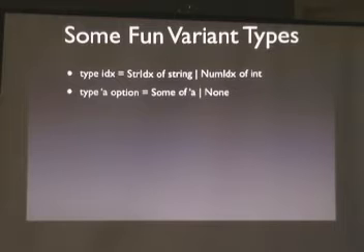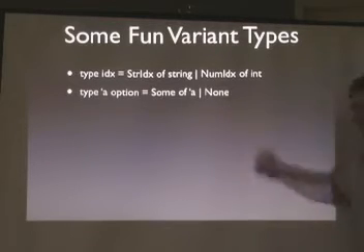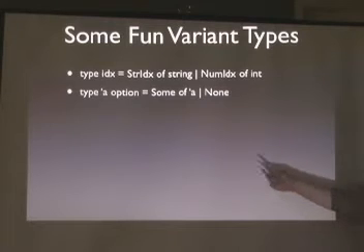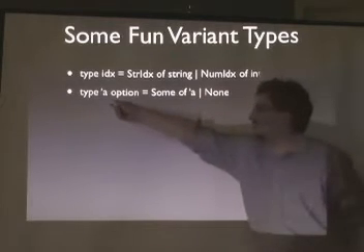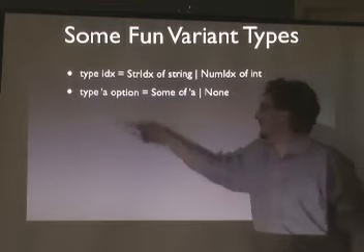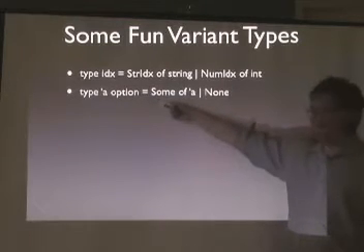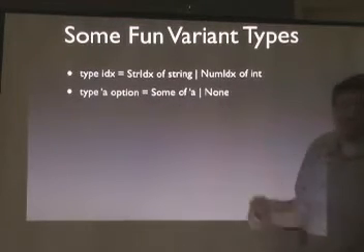Here's a popular type called the option type. I told you before, unit wasn't exactly null. That's because none is null. This type is, again, something. So it's an option of something. And it's either something, or it's none. One of the two.